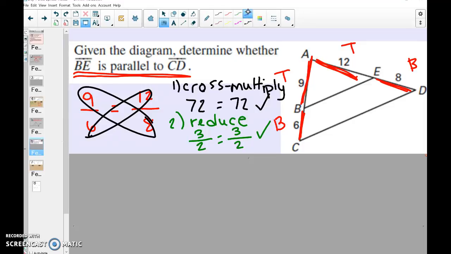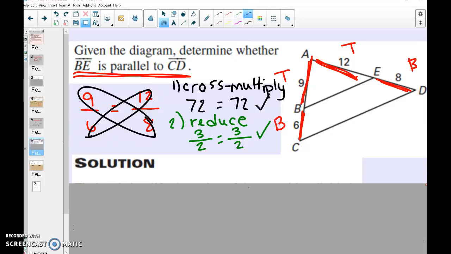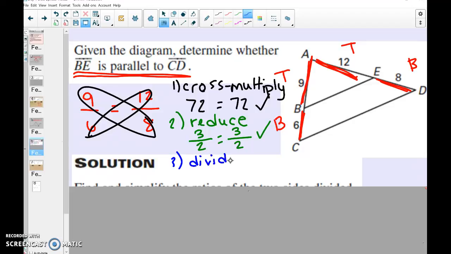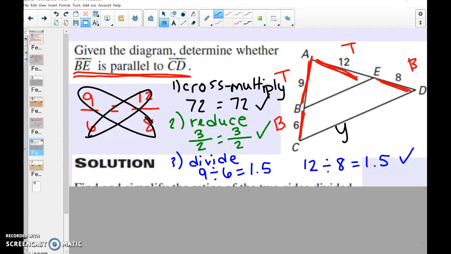Other route you can take is you can actually divide, kind of like how we did with scale factor. So if I do 9 divided by 6, because fraction means divide, that gives me 1.5. If I do 12 divided by 8, check and make sure, that gives me the same fraction. Awesome. Okay, so no matter what, my final answer is yes. They are parallel.